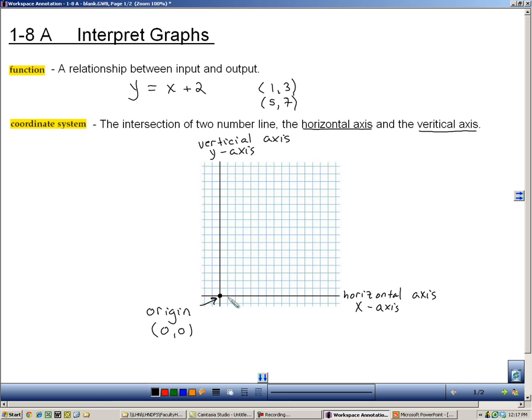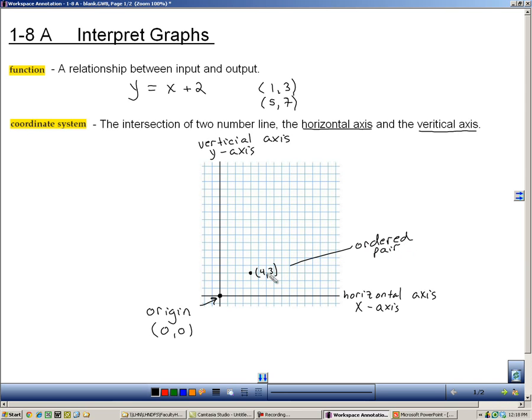So if I go this way, I get 1, 2, 3, 4. So this little line represents the x of a 4, and then as I go up, 1, 2, 3, I could put a dot here. This spot is given the name 4, 3. Now that's called an ordered pair.